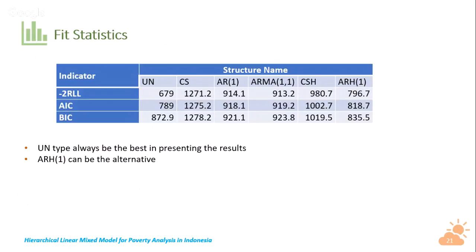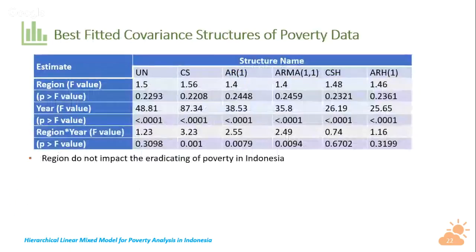We mean that dividing the region by western or eastern is no longer suitable. It means that the Indonesian development is equal, so the eradicating of poverty does not depend on the region. That's the conclusion for our second paper.